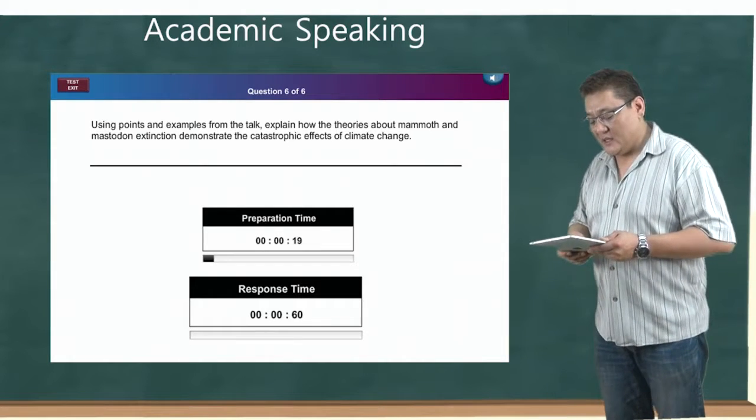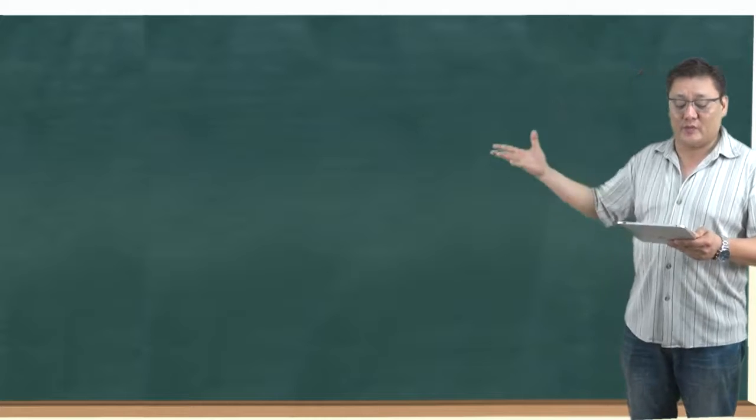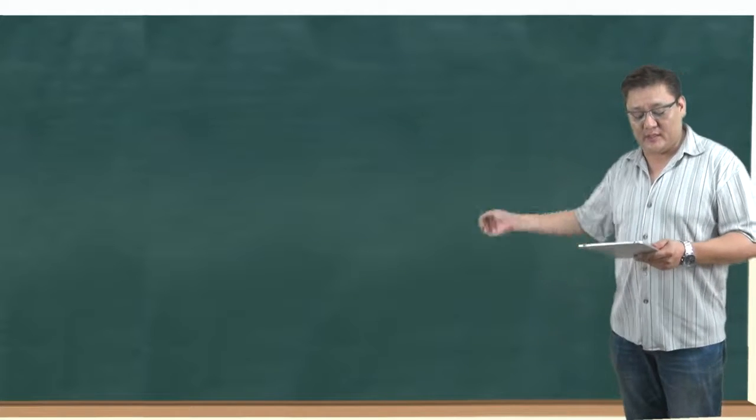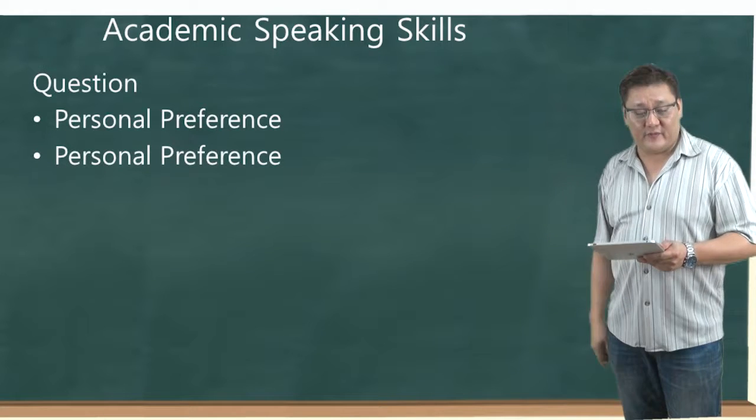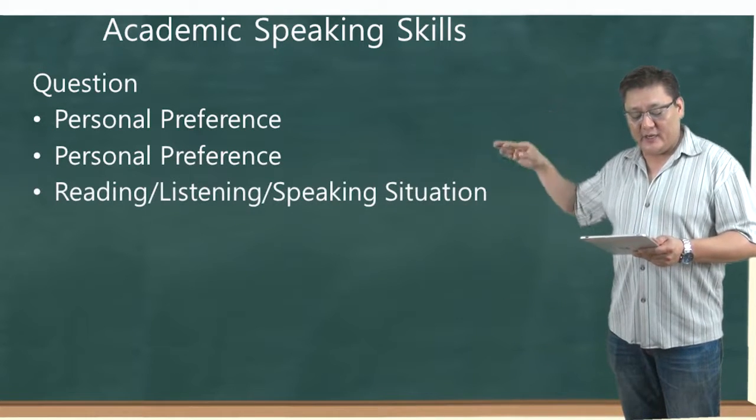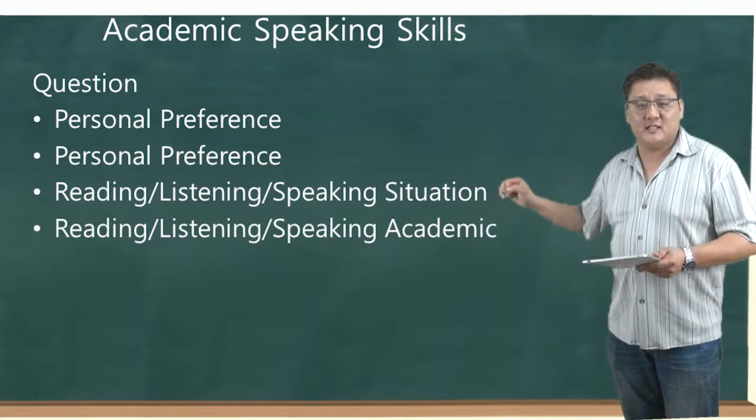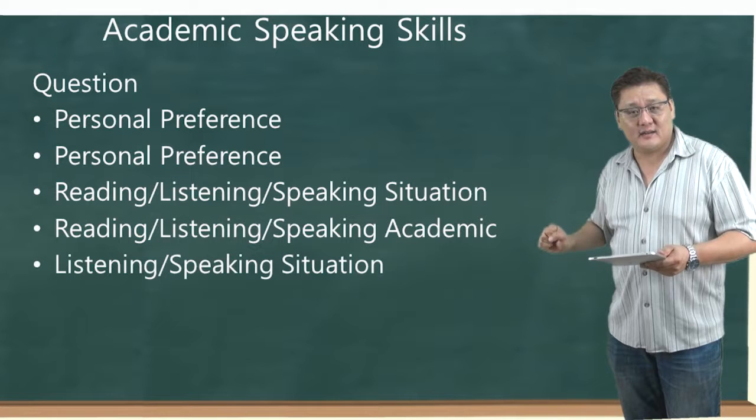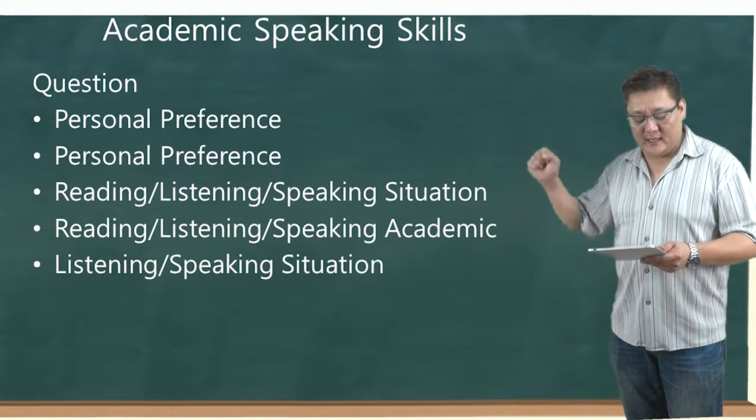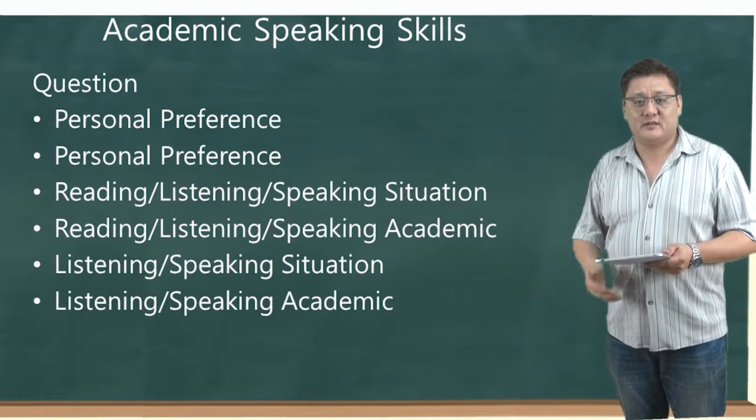Okay? So we went over all of them. And we went over what? The question style. The first one is personal preference. Second one, personal preference again. Third one, read, listen, speak in a campus situation. Read, listen, speak in a lecture situation. Listen in a campus situation. And listen and speak through a lecture experience.